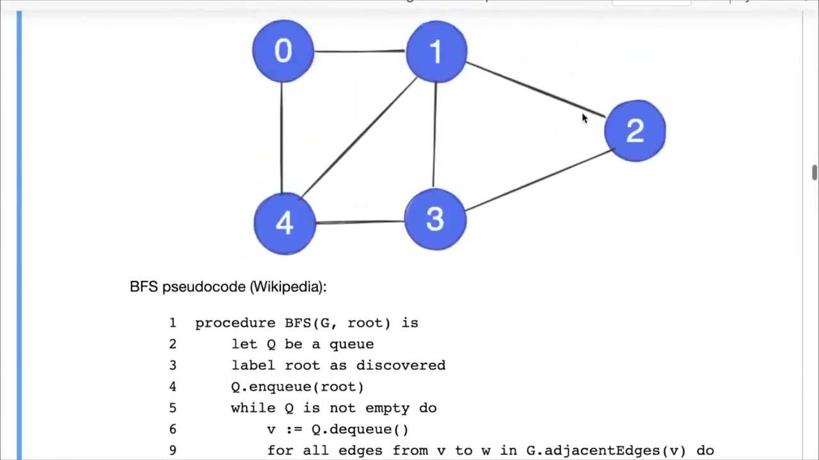And for each node, let's say the other end of this edge is 2. We check if 2 is not yet discovered or not yet visited, then we enqueue 2 into the queue. Similarly, we check for 1. And if 1 is not yet discovered, we enqueue 1 into the list. Similarly, for 4, we enqueue 4 into the list.